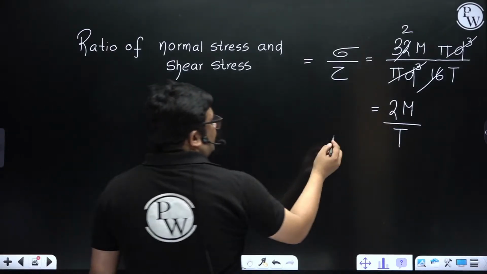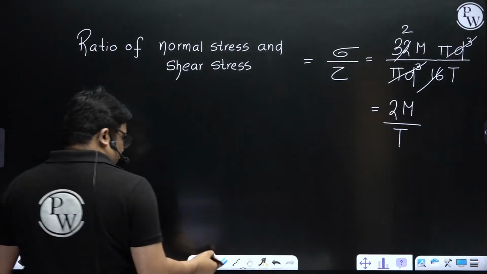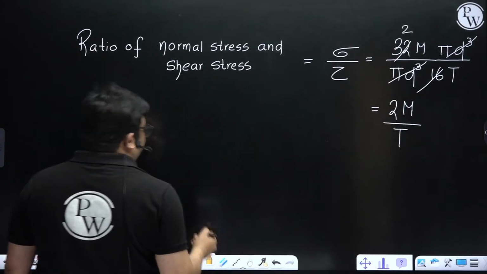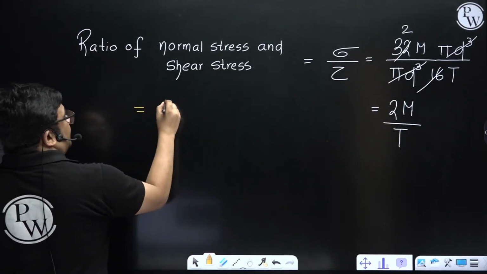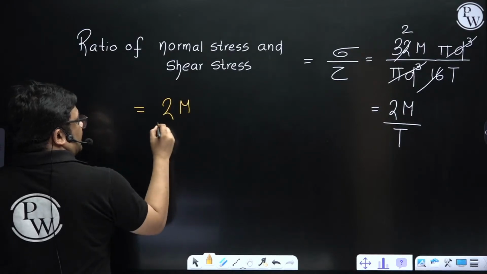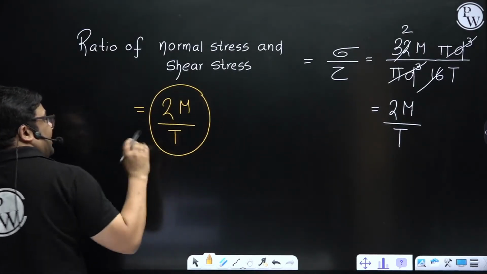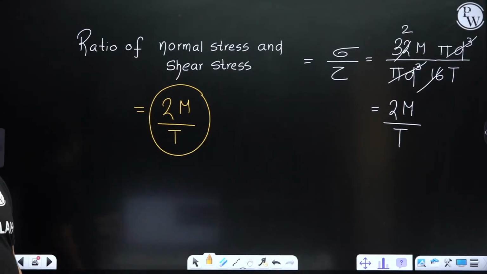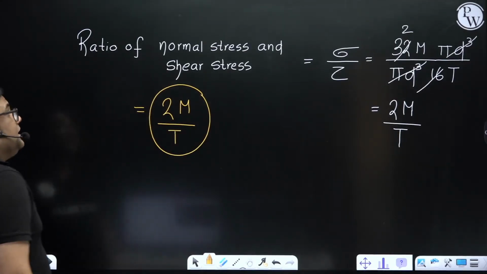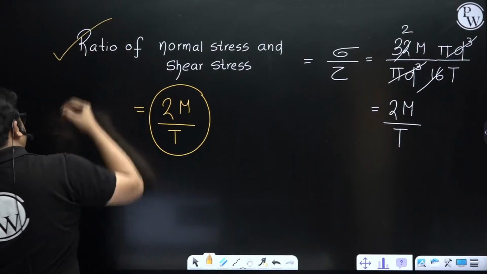So this is the ratio of the normal stress and shear stress. Such kind of very straightforward questions are asked. But if you know the things, then only it is straightforward, otherwise it is very difficult, right? Ratio of normal stress and shear stress.